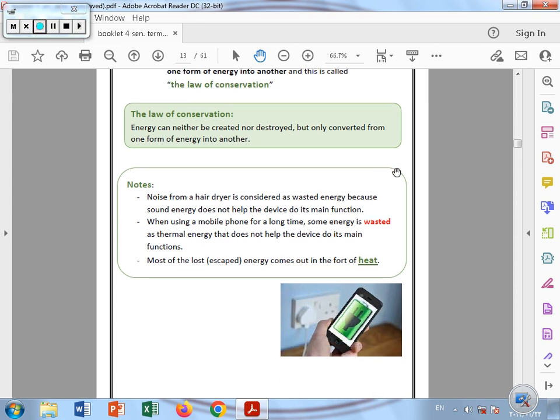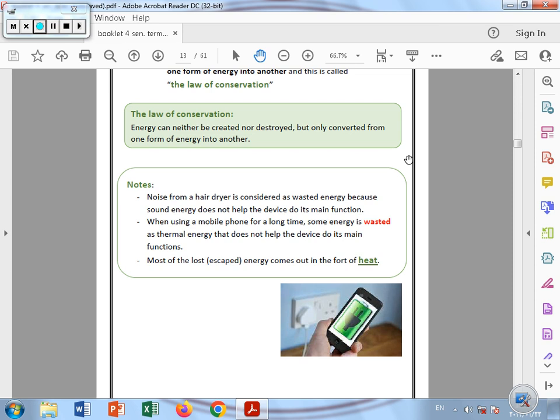We have different types of wasted energy that we cannot use, that come out from the devices, and we cannot get benefit from these types of energy. So we call them wasted energy. For example, while we are using the hair dryer, the noise or sound that comes out from this device, we cannot get benefit from or use this sound. So it's wasted energy, because it doesn't help the device to do its main function.